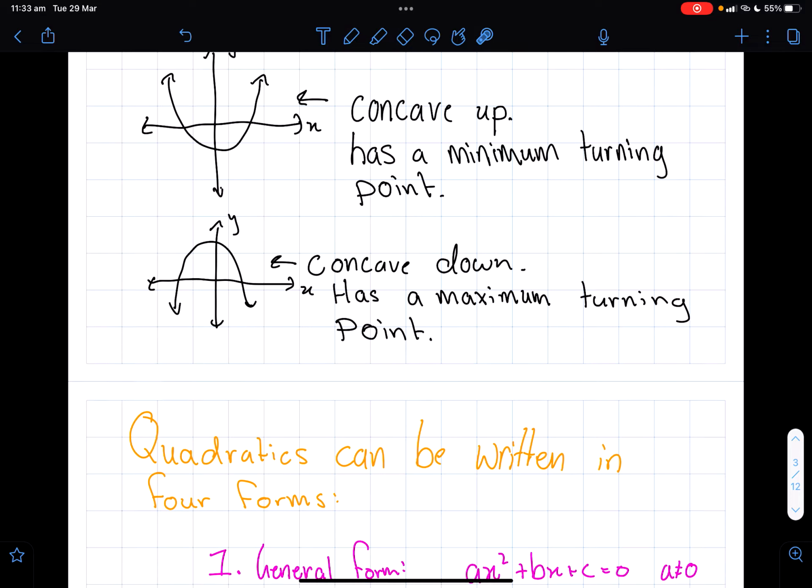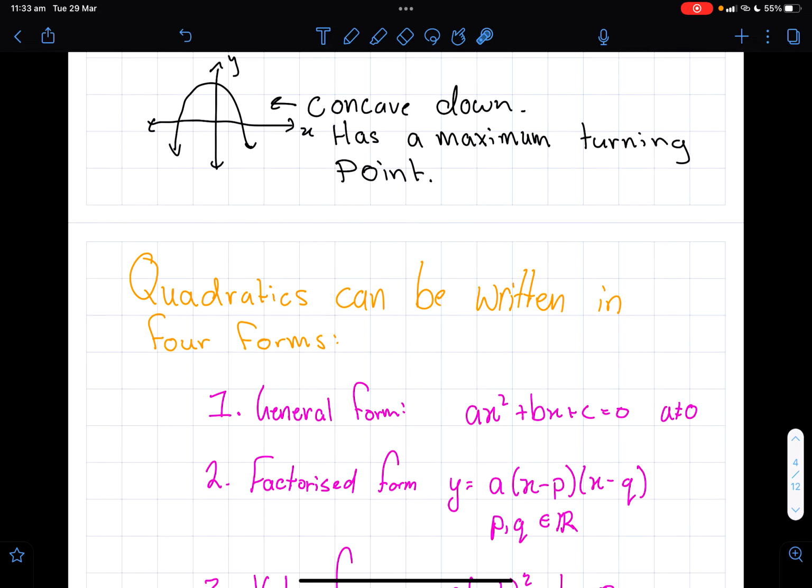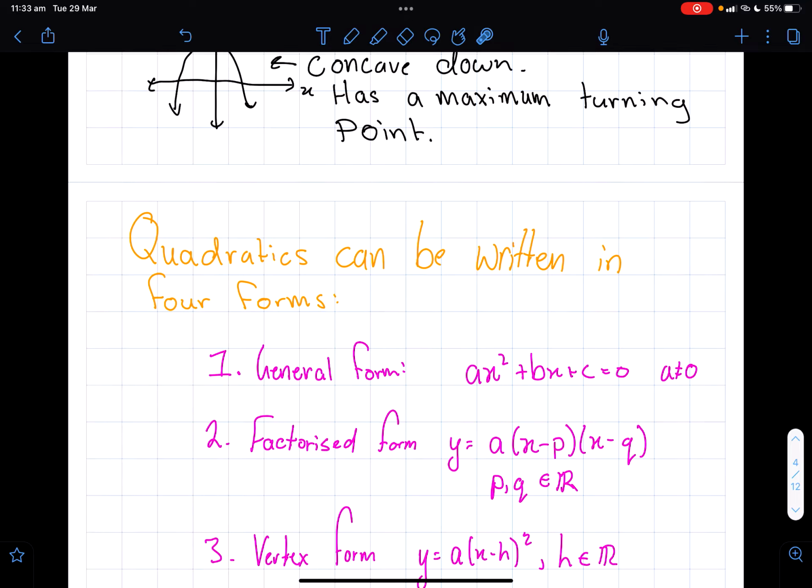So quadratics can be written in four forms. We have our general form, ax squared plus bx plus c equals 0. A cannot equal 0, okay? Factorized form, so y equals a multiplied by (x take p) multiplied by (x take q). P and q are numbers in the real number set, and again, a cannot be equal to 0, so this will follow through for all of these forms.